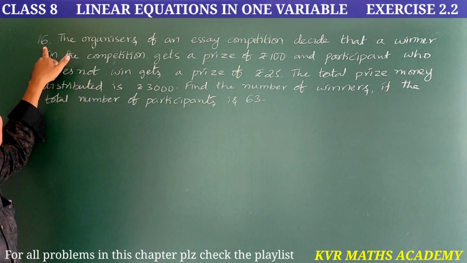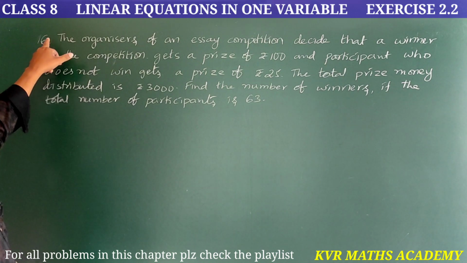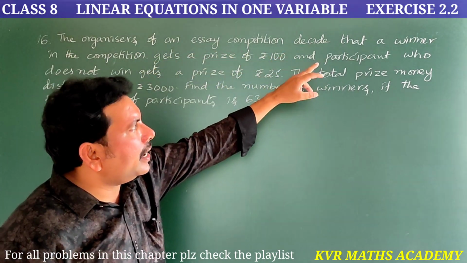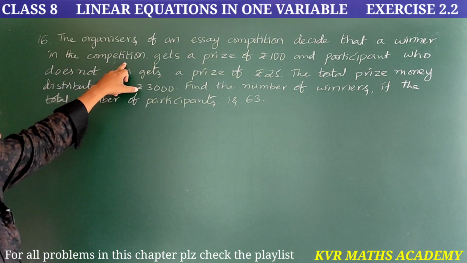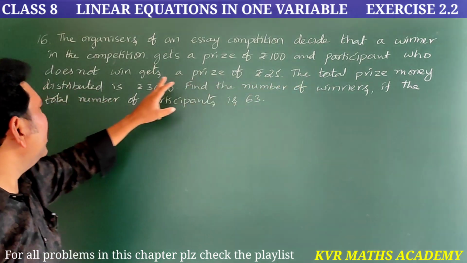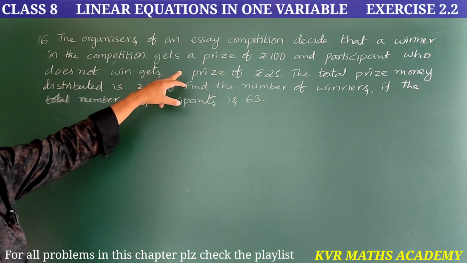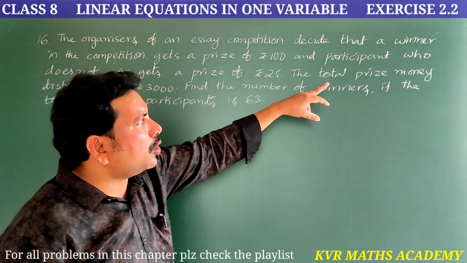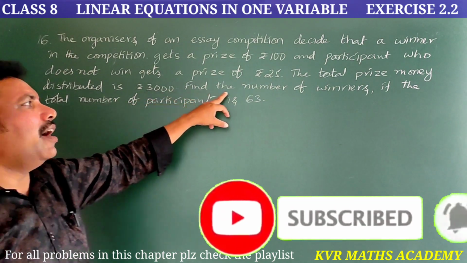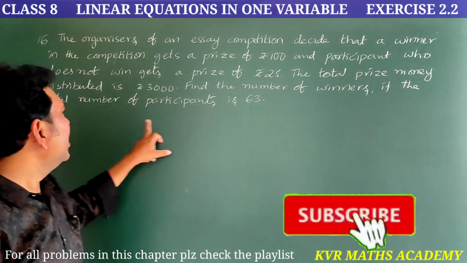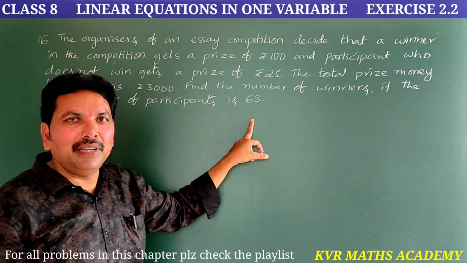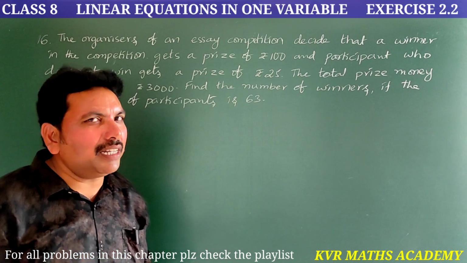Sixteenth question. This is the final question in this exercise. The organizers of an essay competition decide that a winner in the competition gets a prize of rupees 100 and a participant who does not win gets a prize of rupees 25. The total prize money distributed is rupees 3000. Find the number of winners if the total number of participants is 63. Here 63 participants are there.